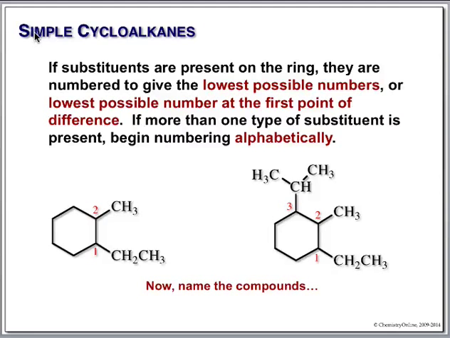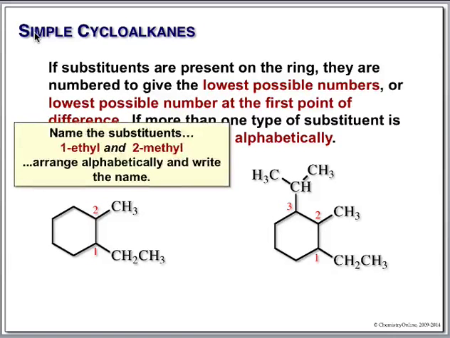All right, our parent here is going to be cyclohexane, isn't it? We have an ethyl group in carbon one, we have a methyl group in carbon two. Going to string these together, ethyl's going to come first, and we're simply going to write 1-ethyl-2-methylcyclohexane.